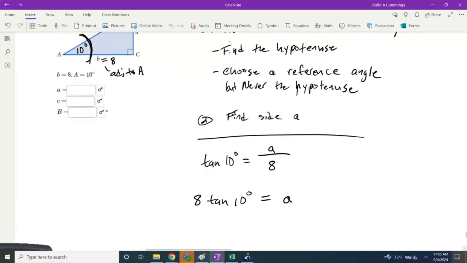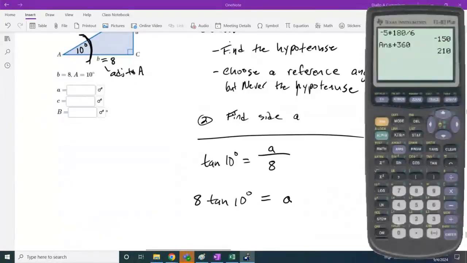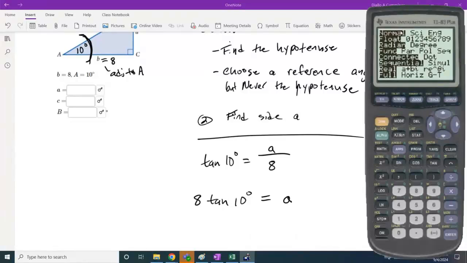So we're going to use the calculator. Now here you have to be careful when using a calculator, because if I go into mode, there is a radian mode and a degree mode. Since I have a degree measure, I just want to make sure that my calculator is in degree mode. Anytime you deal with a trig function, be mindful of your mode. So I changed mine to degree.